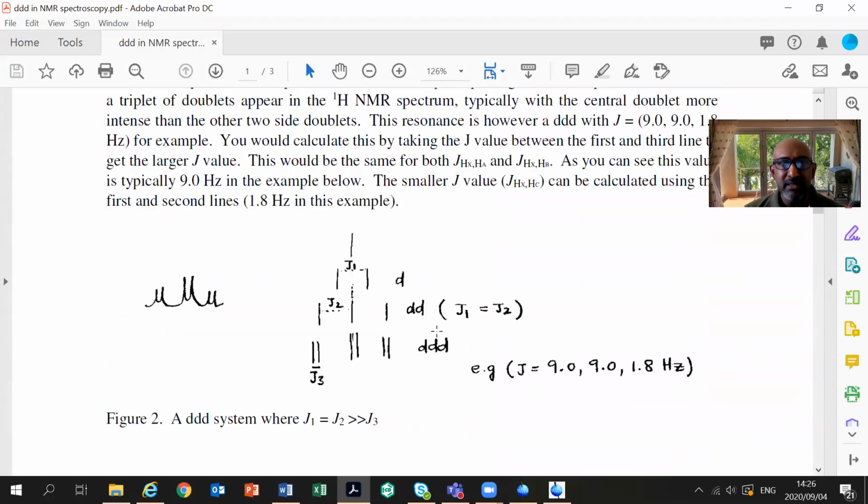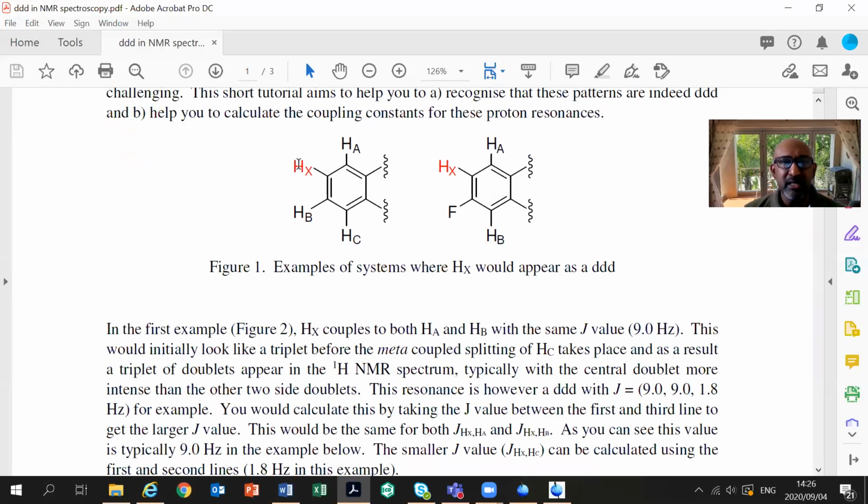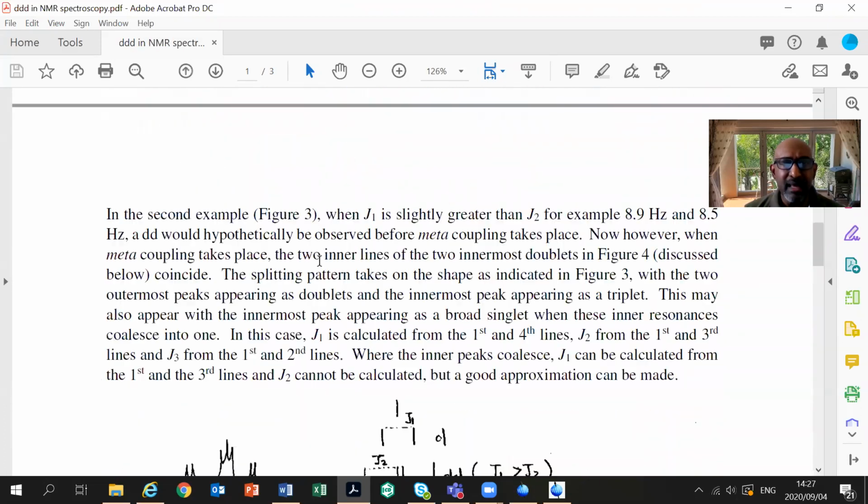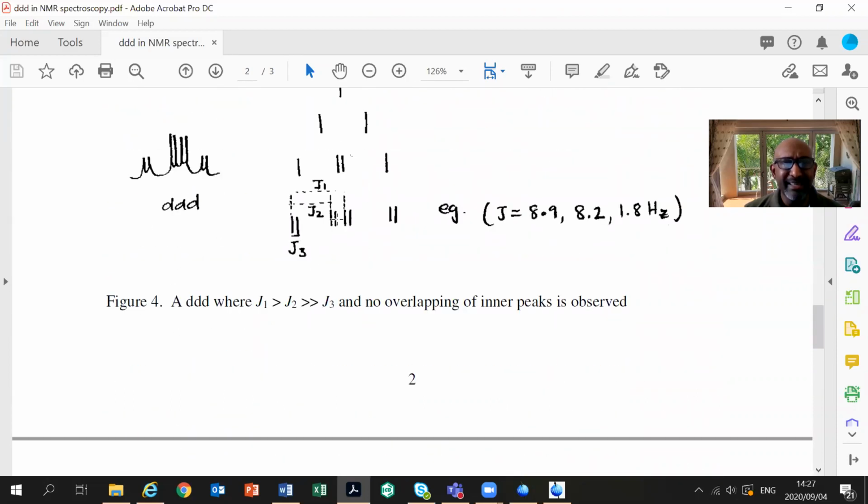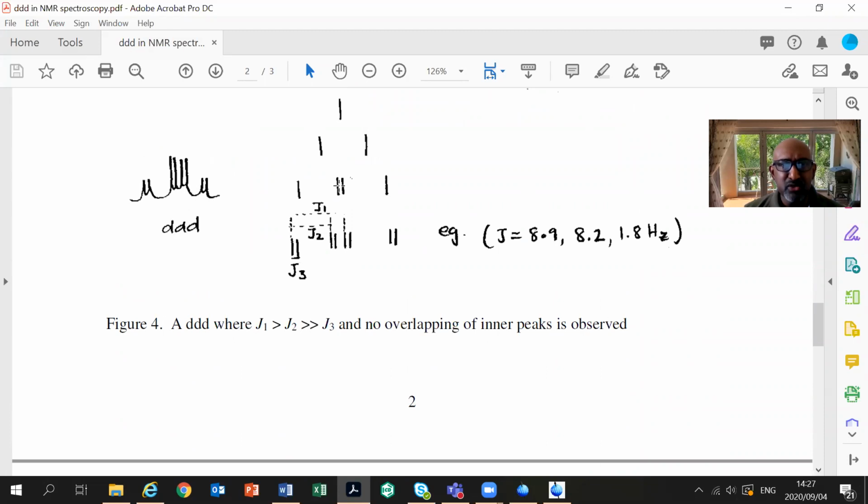And to put that in context, maybe HA split HX with 9 Hertz coupling, but HB didn't split HX with a 9 Hertz coupling. It was something very similar, but maybe it was like 9.2 or 9.3 or maybe 8.5. Something different from the first one. And that's when you would actually get your doublet of doublets of doublets looking like this, where you see your 4 peaks. So here, these 2 peaks don't overlap. So you'll get a nice doublet of doublets that you can see. You don't get a pseudo triplet in this instance, when one is slightly smaller than the other.